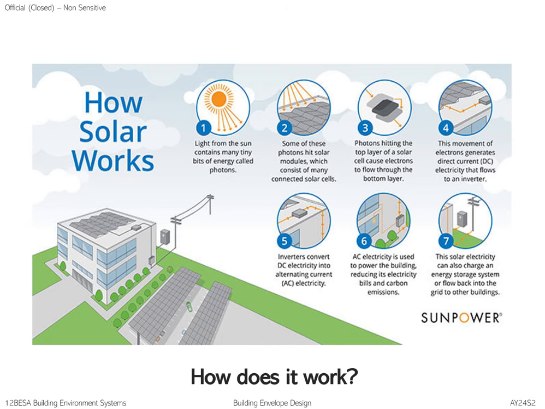Okay, so light from the sun contains photons. Some of these photons hit solar modules, which consist of many connected solar cells. Hitting the top layer causes electrons to flow through the bottom layer. This movement of electrons generates DC current, which flows to the inverter. Inverters convert this DC to AC, which is then used to power the building, reducing its electricity bills and carbon emissions. This solar electricity can also be charged into a storage system, or fed back to the grid for other buildings to use. Okay, actually this is very common in Europe.